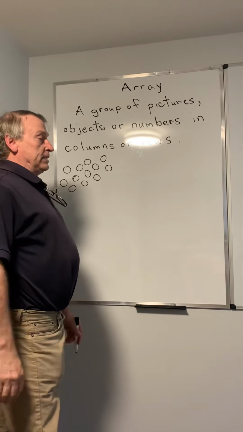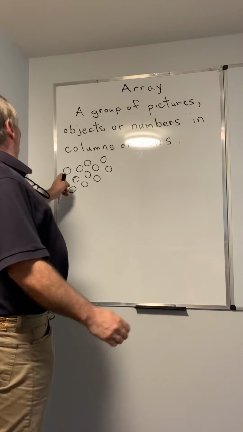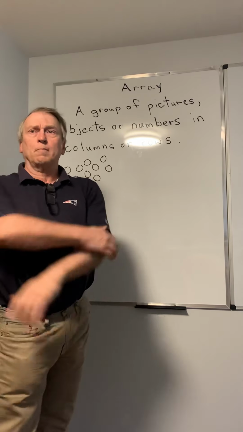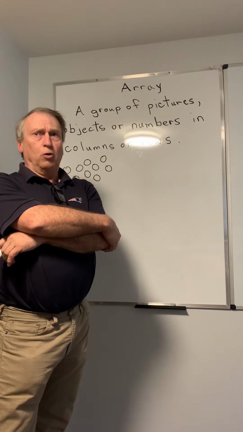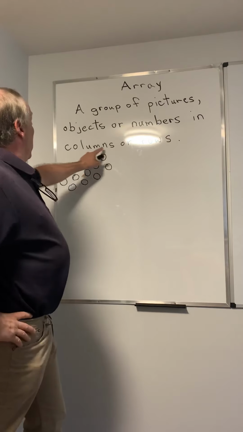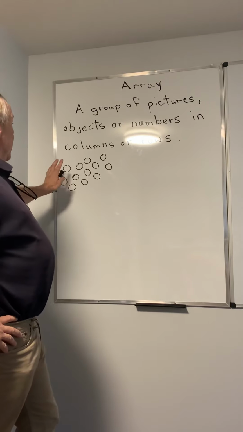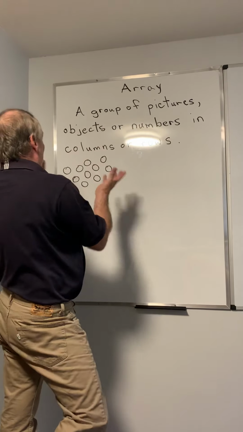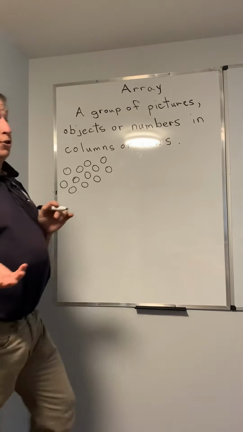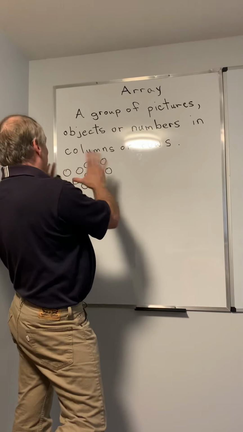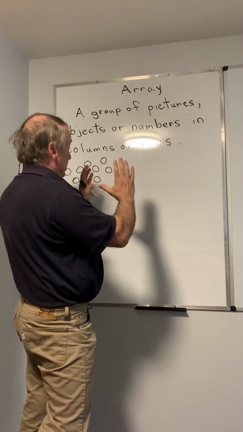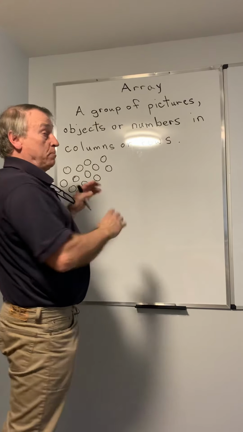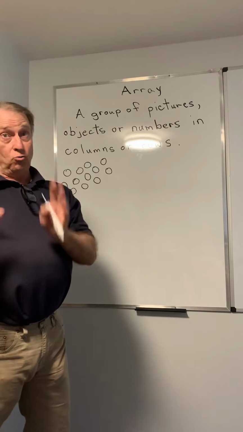So I'm going to ask, how about Darian? Darian, would this be an array? No, okay, that's right. This would not be an array because it is not in columns or rows. It's just random circles. So what we need to do is take these circles and place them in rows and columns to make a rectangular array.